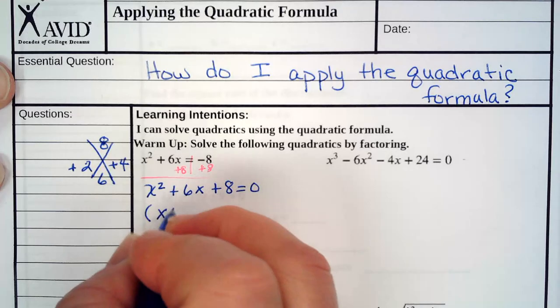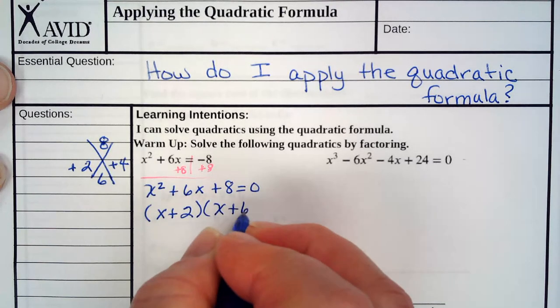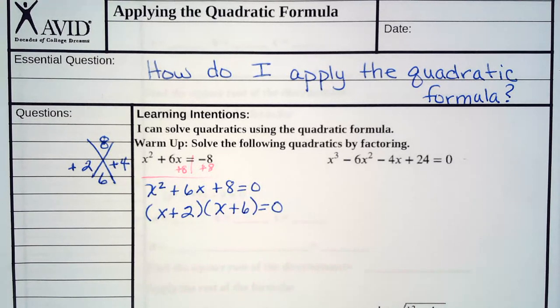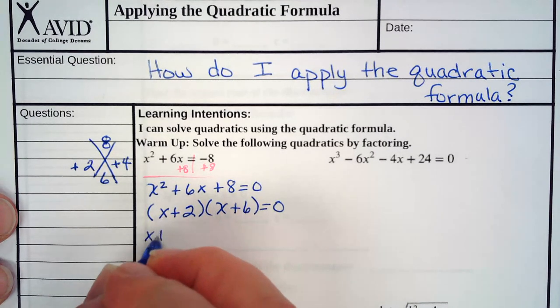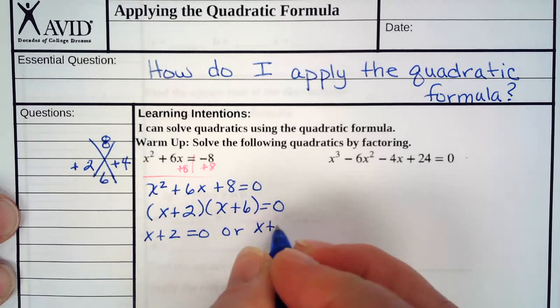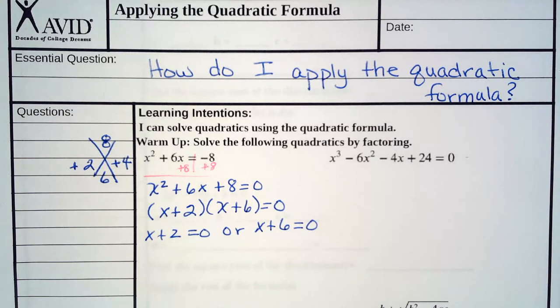This becomes x plus 2 multiplied with x plus 6. Okay, so looking at this, we know that x plus 2 has got to be equal to 0, or x plus 6 is equal to 0. We know that one of those two factors, or both, have to be 0, because when we multiply and we get 0 as an answer, you have to be multiplying with a factor of 0.